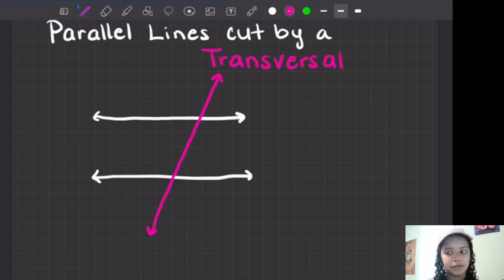And you can have more than just two. I only have two on my screen right now because I'm just talking to you guys about the basic angles, but we can have 3, 4, 5, infinitely many parallel lines. And if you have a line cutting through all of them, that line is still called a transversal, okay?